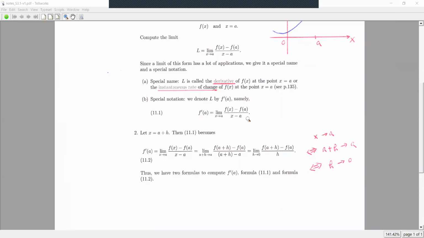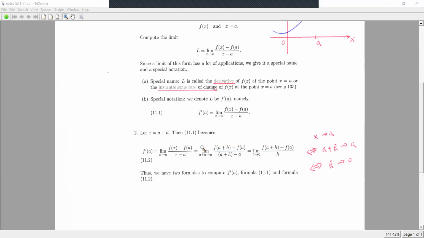This is the first formula to compute the derivative of the function f at the point a. We have a second formula. Make a change of the variable x. Let x be a plus h. a is a constant. h is a variable. Plug in a plus h in the x here. Then we have this equation.